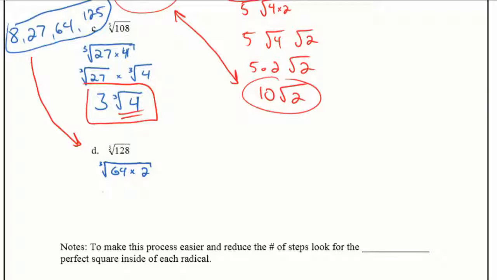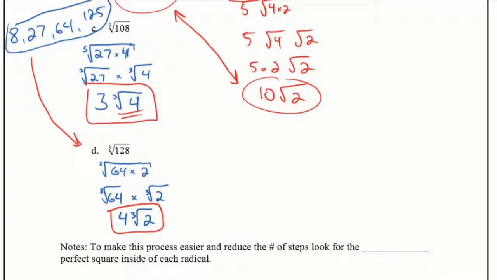And then I'm going to write it as two separate radicals, cube roots: the cube root of 64 times the cube root of 2. And the cube root of 64 is going to be 4. So I get 4 times the cube root of 2. That's my answer.